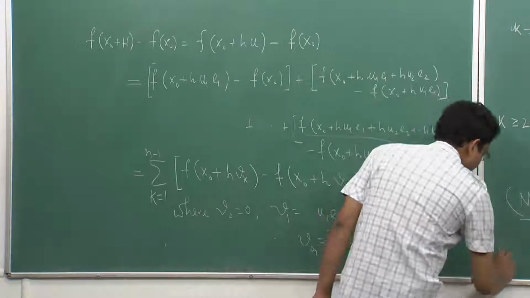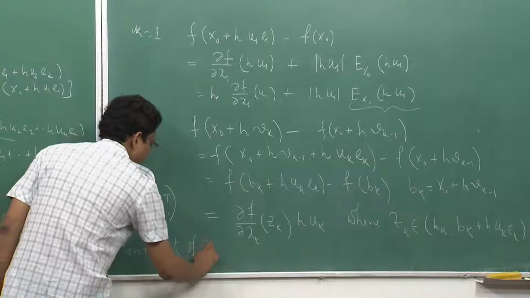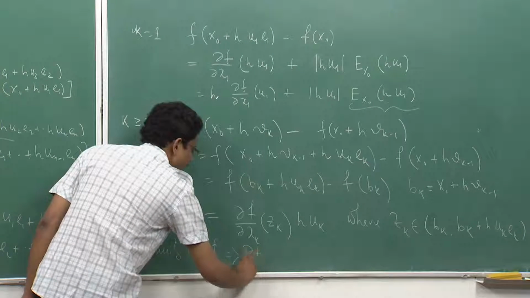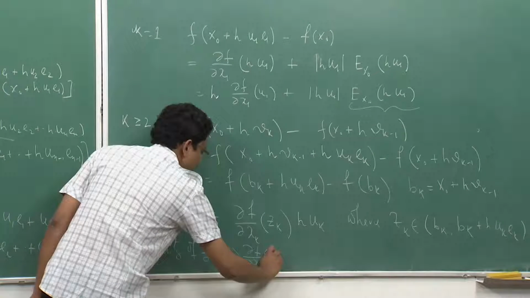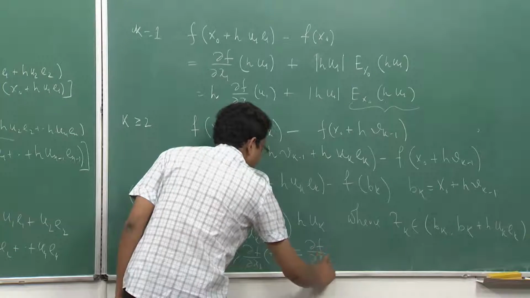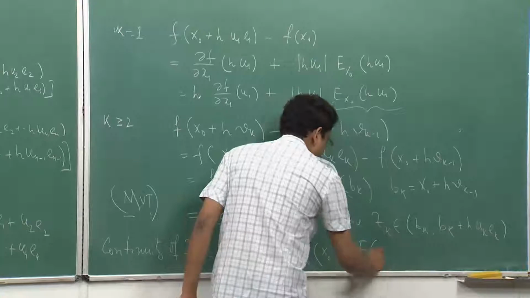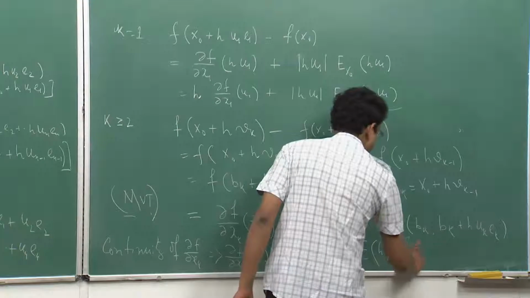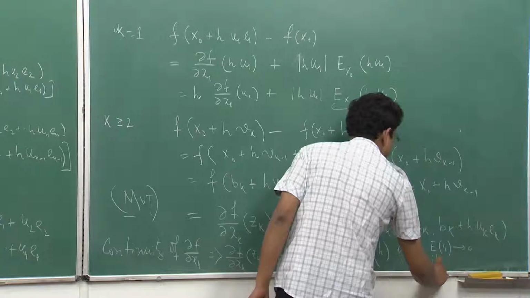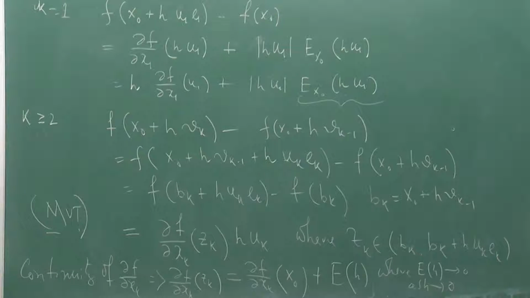Now, continuity will apply. It will tell you del f del x k at z k is actually del f del x k at x naught plus some E k h, where E k h goes to 0 as h goes to 0. Okay, so finally, we put down everything and see what happens.